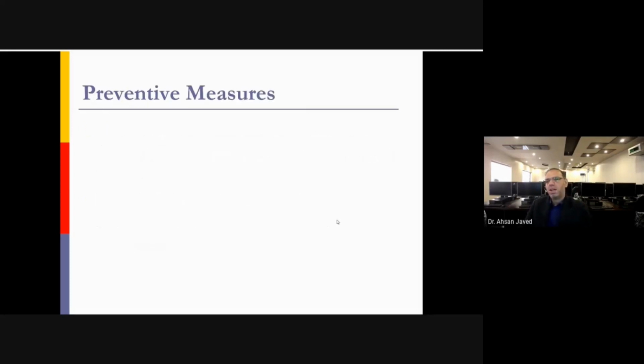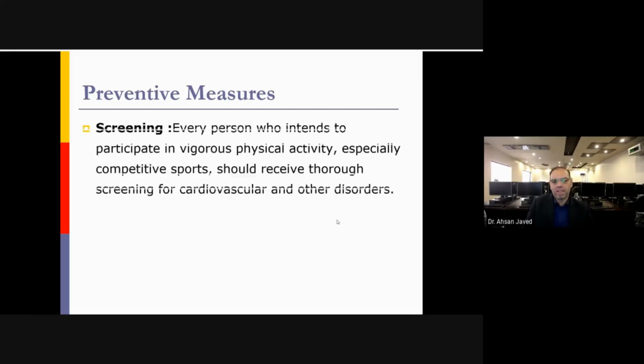Preventive measures. There are certain preventive measures which, if taken appropriately, may help identify the underlying condition at the appropriate time. And if certain measures are taken, the patient can be prevented from certain activities and exercises, and the life of that person can be saved. So most important is screening.